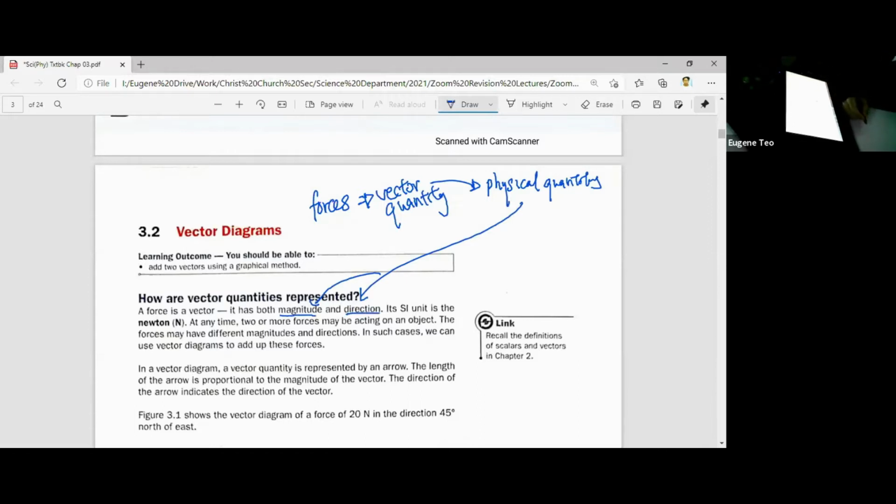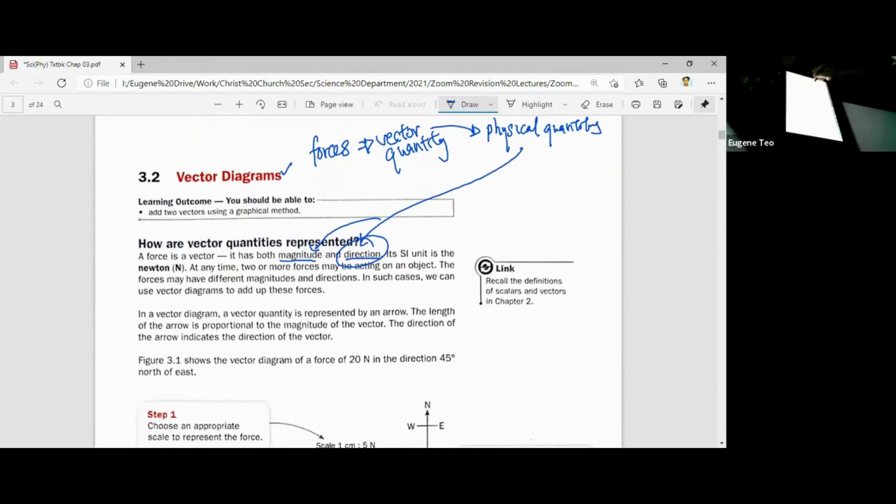Okay, so vector quantities are physical quantities that have both magnitude and direction. As such, because you have direction in a vector quantity, you can't just add them up anyhow. So that's why we're going to learn a little bit more about the vector diagram, which is going to help us learn how to add two vectors using a graphical method.